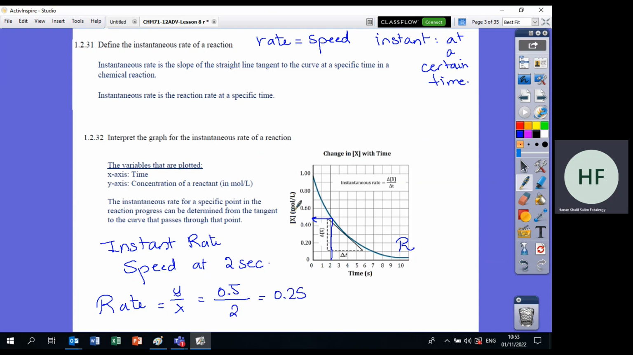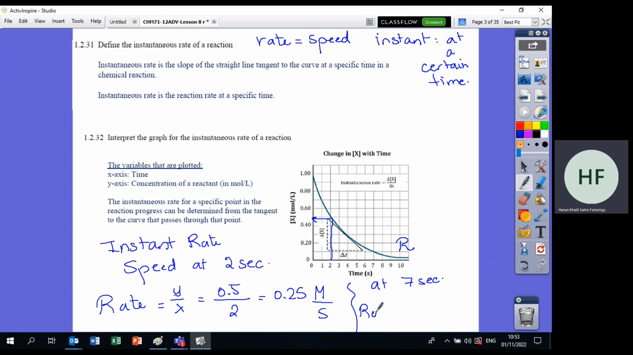Of course, the unit is moles per liter, or capital M, over the time, which is S. Always, the rate is molarity per second. In physics, it's meter per second. In chemistry, it's capital M over S. So this is the rate. Instant rate means I give you the time. Like if I say for you at 7 seconds, what is the speed at 7 seconds?